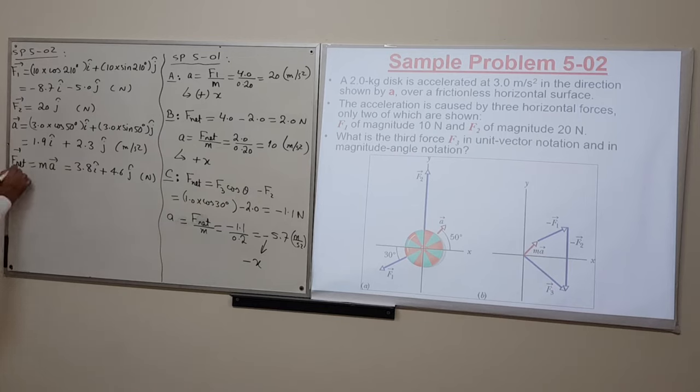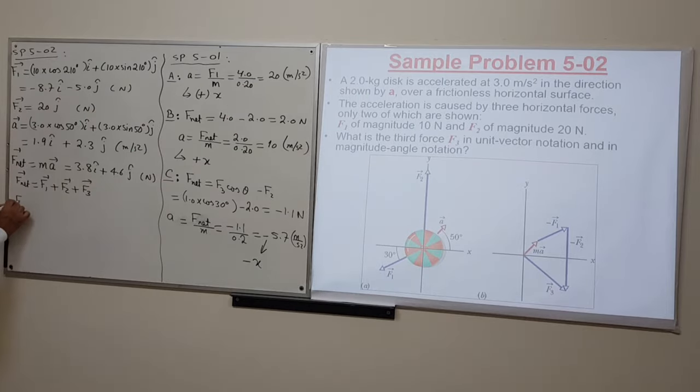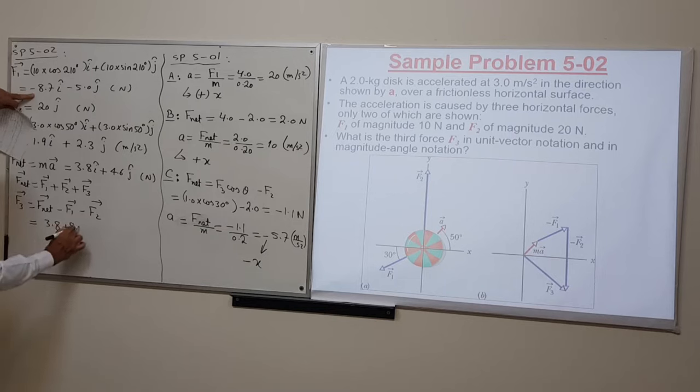And now remember that the net force is the vector sum of F1, F2, and F3. Let's write that. F net is equal to F1 plus F2 plus F3. What is the unknown force that we are looking for? It's F3. So we can get it immediately from here. F3 is equal to F net minus F1 minus F2. We just subtract these two forces. So let's do that. Let's look first at the i's. F net i, 3.8 minus, what do we have in F1? Minus minus will be plus 8.7. We don't have an i in F2, so that is i.